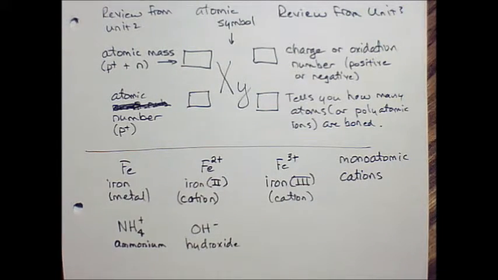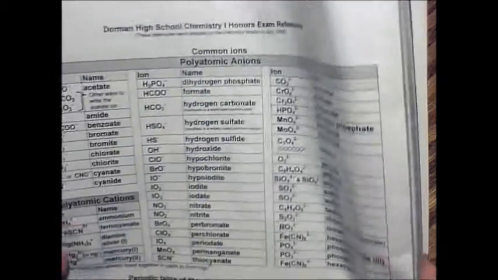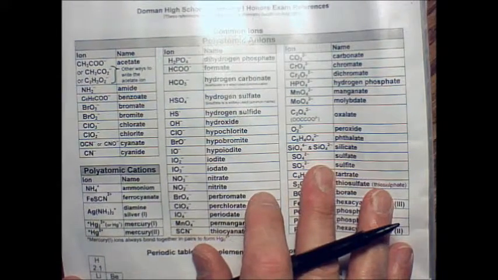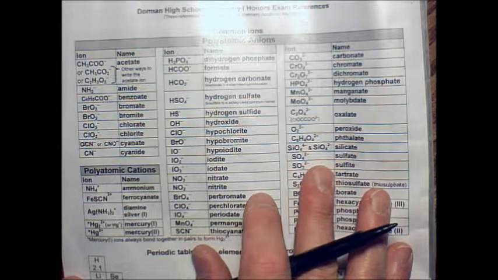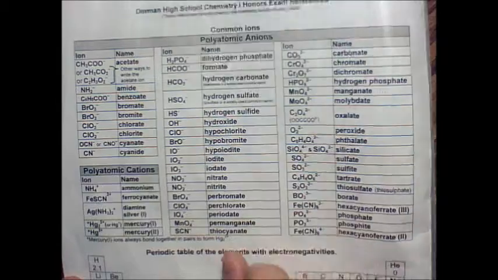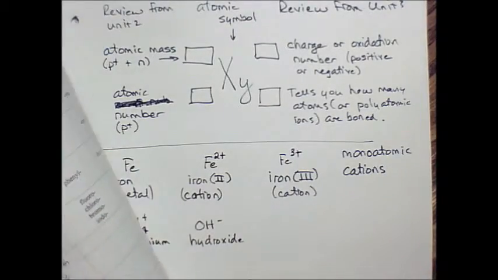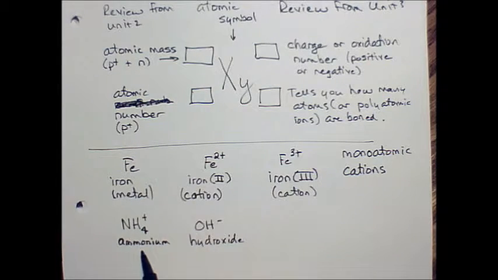All right, one of the other references in your test references is this common ions list. You're supposed to know about and know how to use this common ions list. Please open up your test references to the common ions list. This is an example of a polyatomic cation. This is an example of a polyatomic anion because it's negative. Anion, A-N-I-O-N.